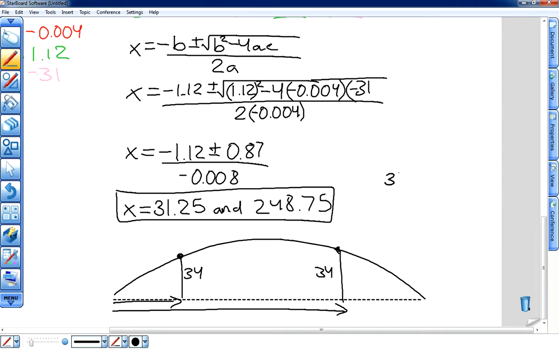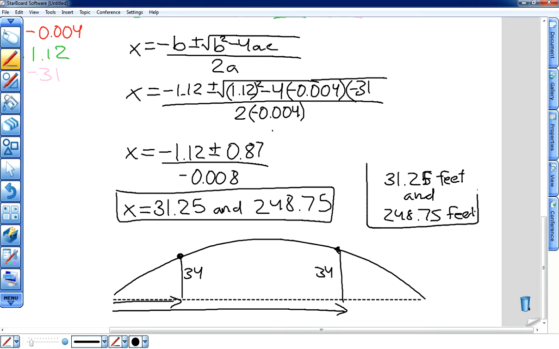So we would say 31.25 feet and 248.75 feet are the 2 locations, the 2 horizontal distances at which our baseball is 34 feet in the air.